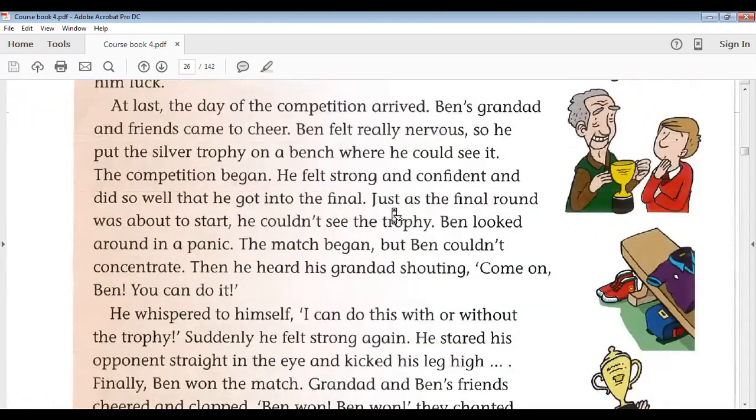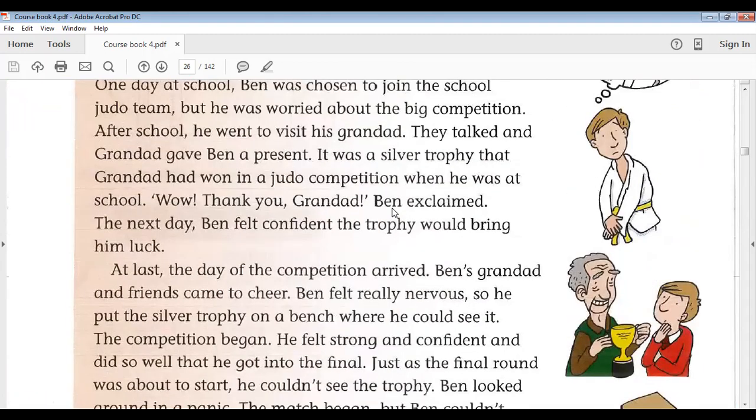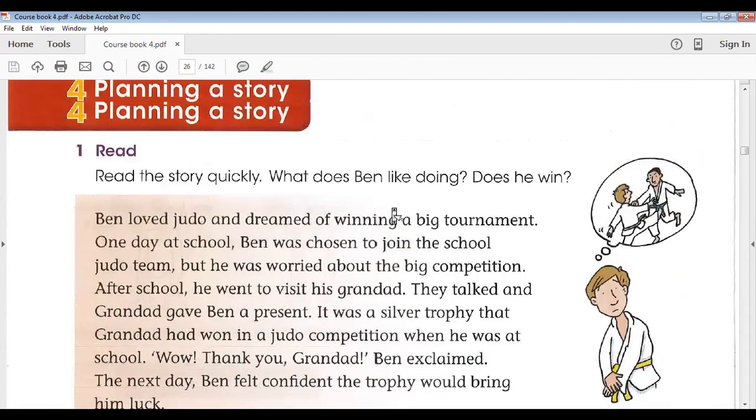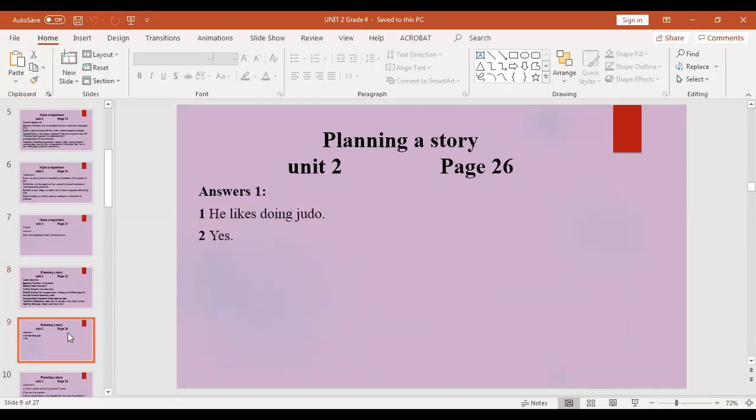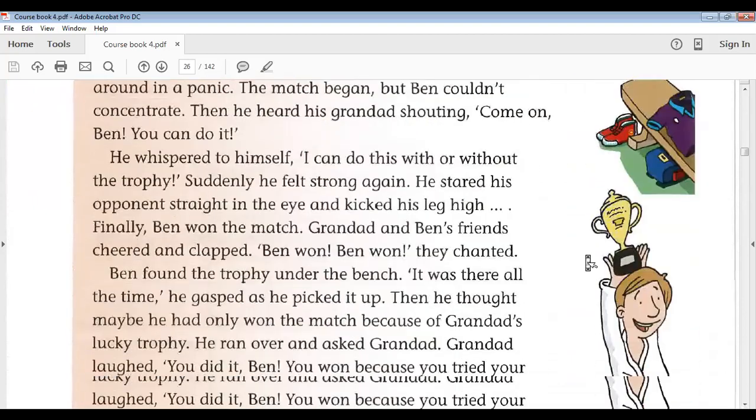After that, we answered question 1. After the discussion, I also displayed the answer to question 1. The answer is he likes doing judo. And the answer to the question, does he win? The answer is yes, he won. After that, we started question number 2.